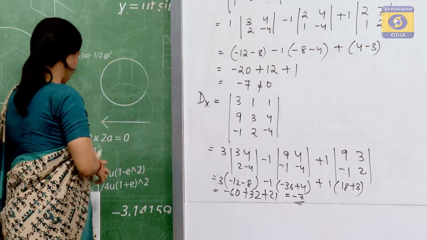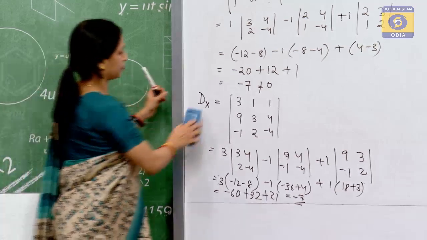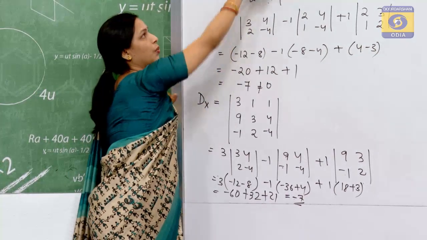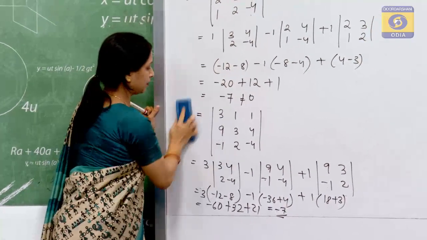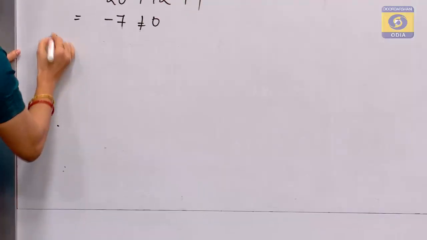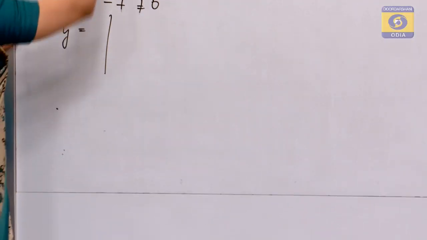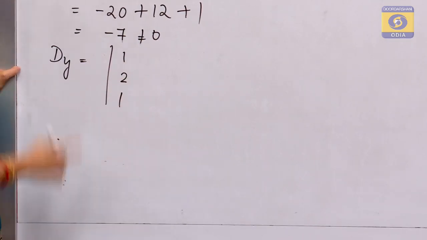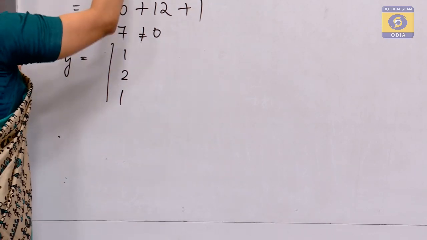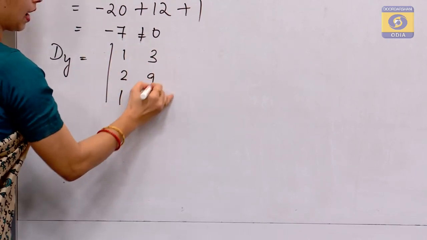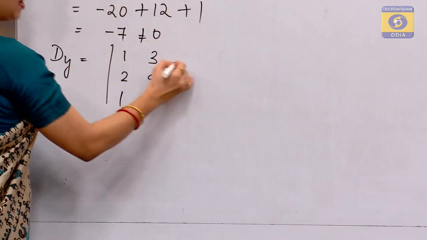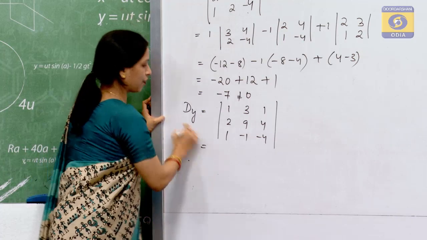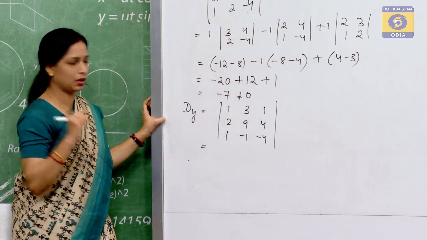Now, let us find out the value of dy. Okay. Now, what do we do in dy? We substitute the value of the coefficient of y with the known values. So, let us do that. So, dy, the coefficients of x and z remain the same. So, 1, 2, 1, only the y coefficient 1, 3, 2 will be substituted with 3, 9 and minus 1, and here again 1, 4 and minus 4. Again we are finding the determinant by expanding along row 1.